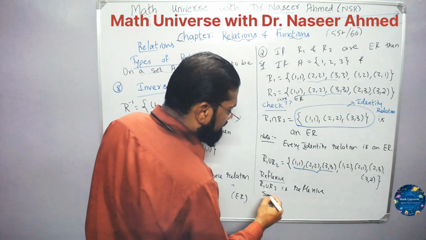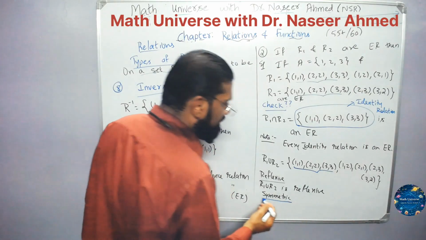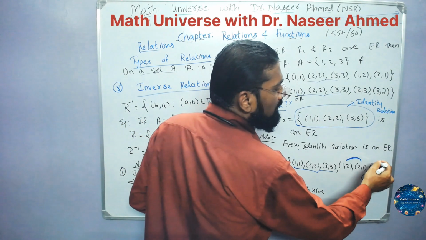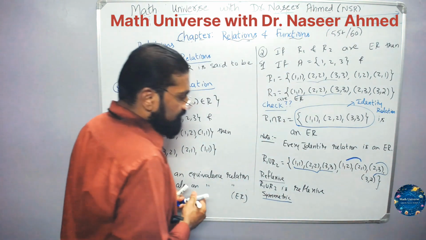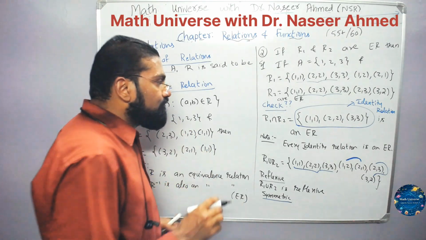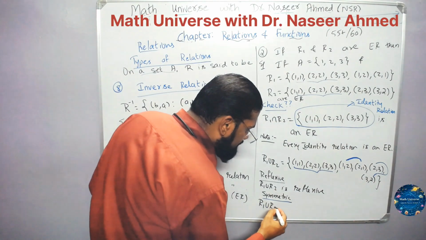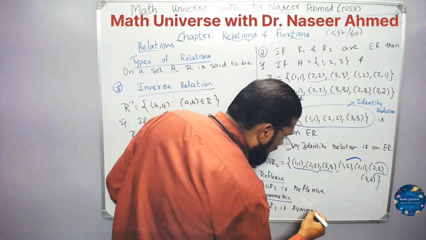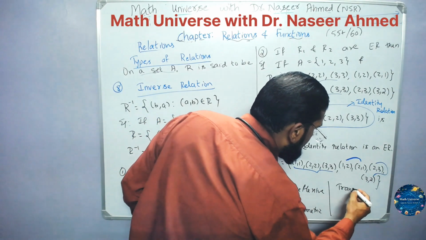What about symmetric? For symmetric, what should we have? For (1,2), the reverse should be there. (2,1), the reverse is there, (1,2). (2,3), the reverse is there, (3,2). (3,2), the reverse is (2,3). Therefore, it is symmetric also. So, if two relations are reflexive, the union is also reflexive. If two relations are symmetric, even their union is also symmetric.